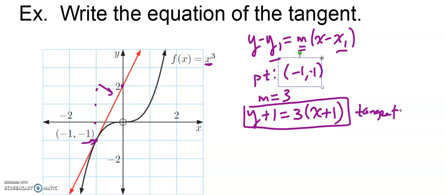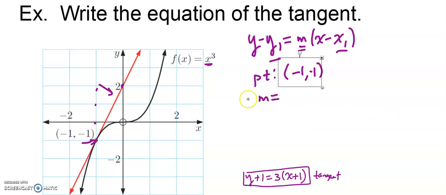Now, we did this using our eyes. Could we have done this using calculus? Well, the only difference between this problem using our eyes and this problem using calculus is that, instead of using the line that was already drawn for us and counting the slope, we could have found the slope using the derivative. So let's take a look at that now.